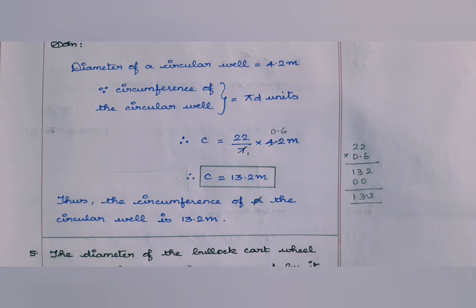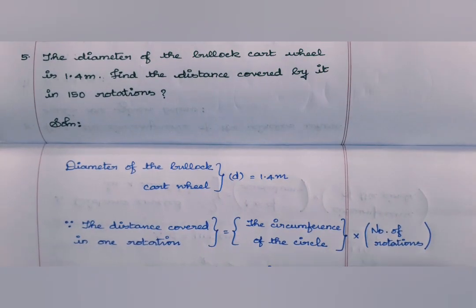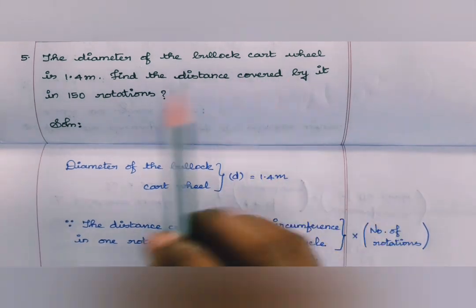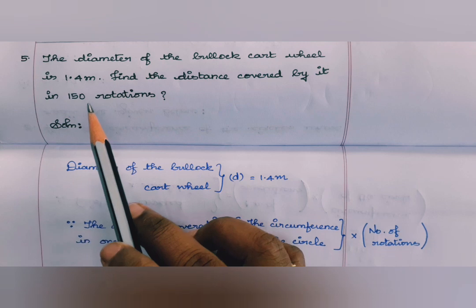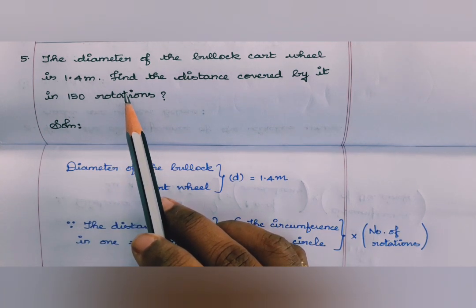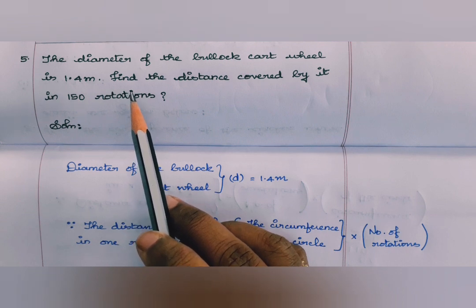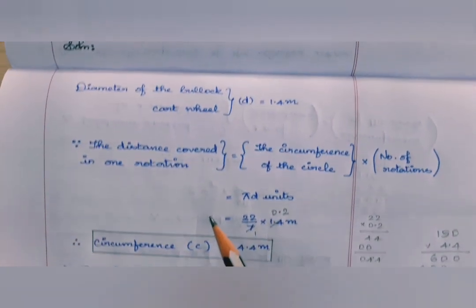Clear? Yes. Next, we'll move on to the fifth question. Fifth question, the diameter of the bullock cart wheel is 1.4 meter. Find the distance covered by it in 150 rotations. So, already we saw in the introduction part, distance covered is equal to number of rotations into circumference of the circle. So, have it in your mind now.